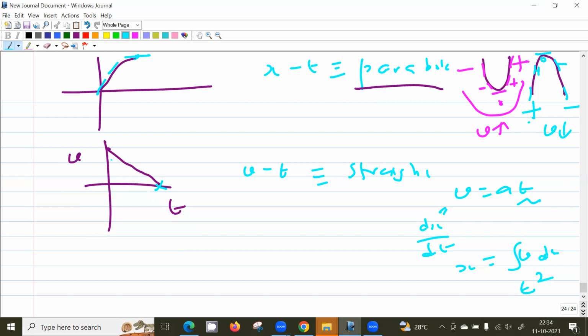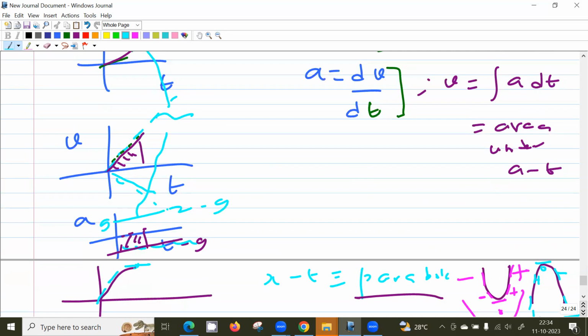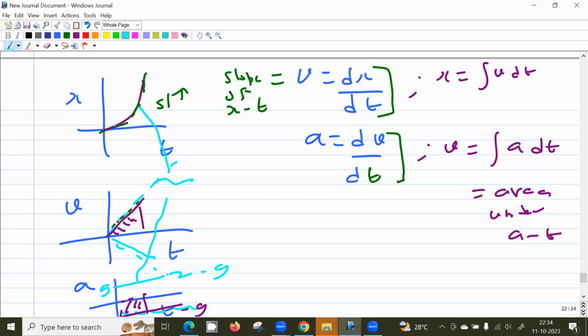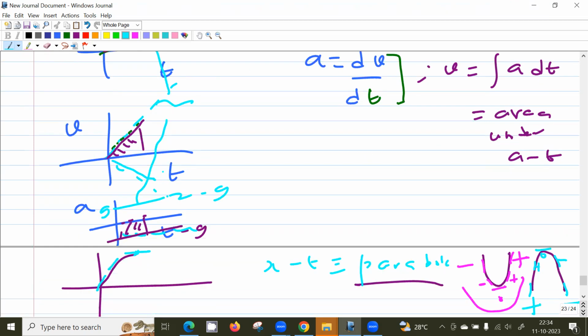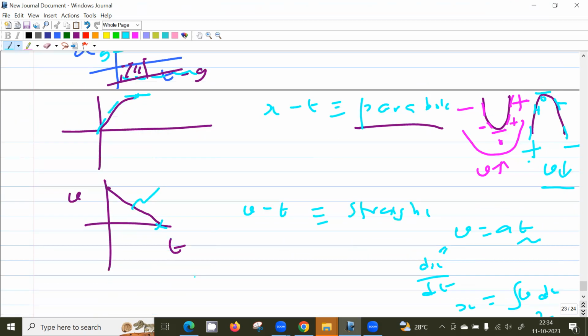Since the velocity is decreasing here, it will be an inverted parabola, because an inverted parabola corresponds to decreasing velocity, as the slope is decreasing. Increasing velocity will correspond to a U parabola. Here the velocity is increasing, so the corresponding x versus t curve will be a U curve. When the velocity is decreasing, it will be an inverted U.